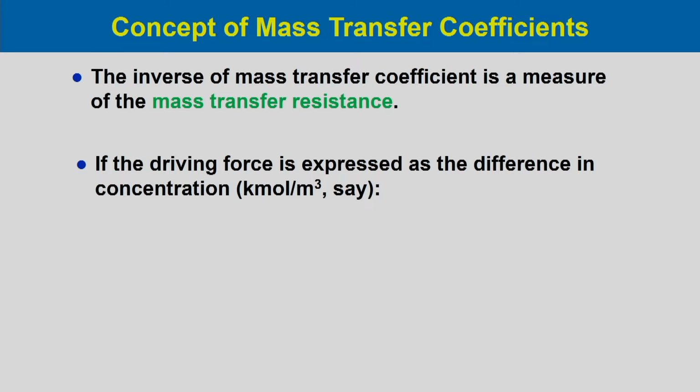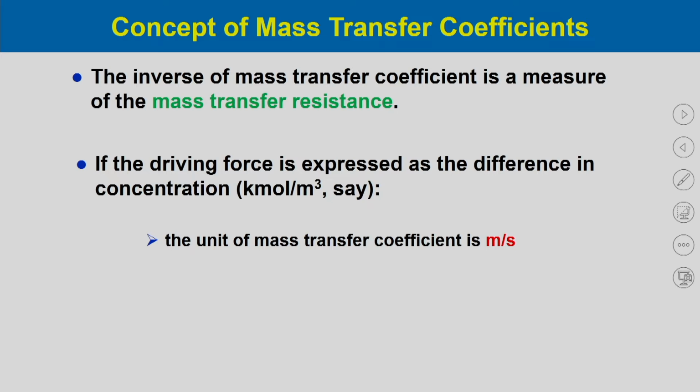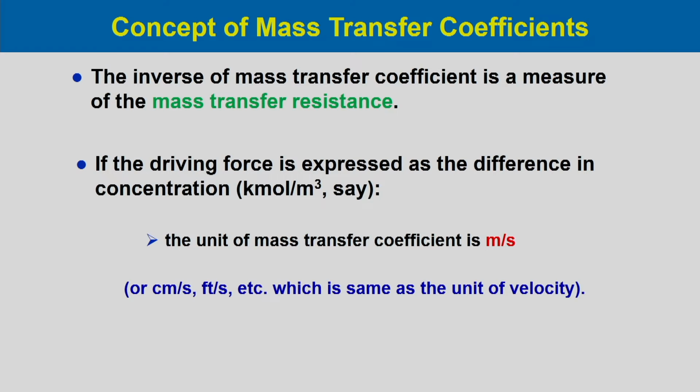If the driving force is expressed as the difference in concentration, say kilomole per meter cube, then the unit of mass transfer coefficient would be meter per second. So, this is a unit of velocity. We can also write it in terms of centimeter per second or feet per second with different length units, which is the same as the unit of velocity.